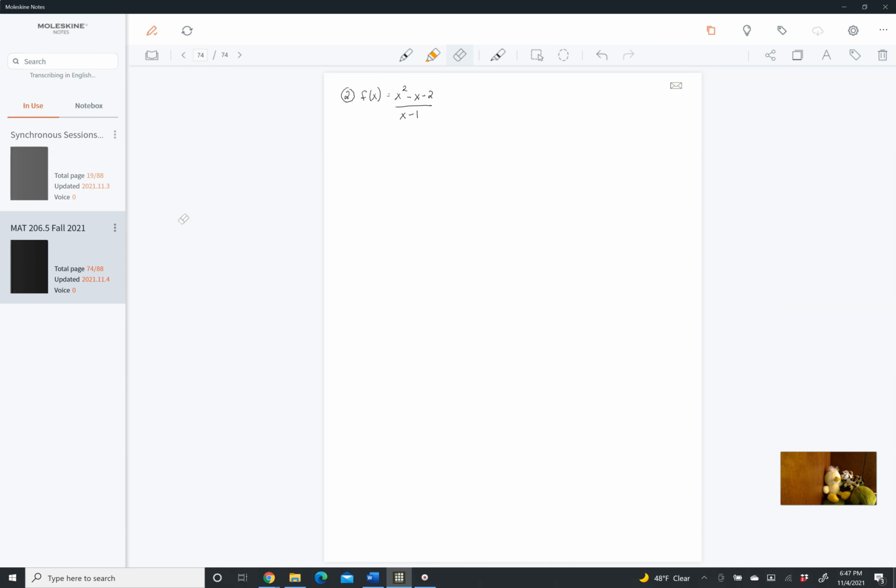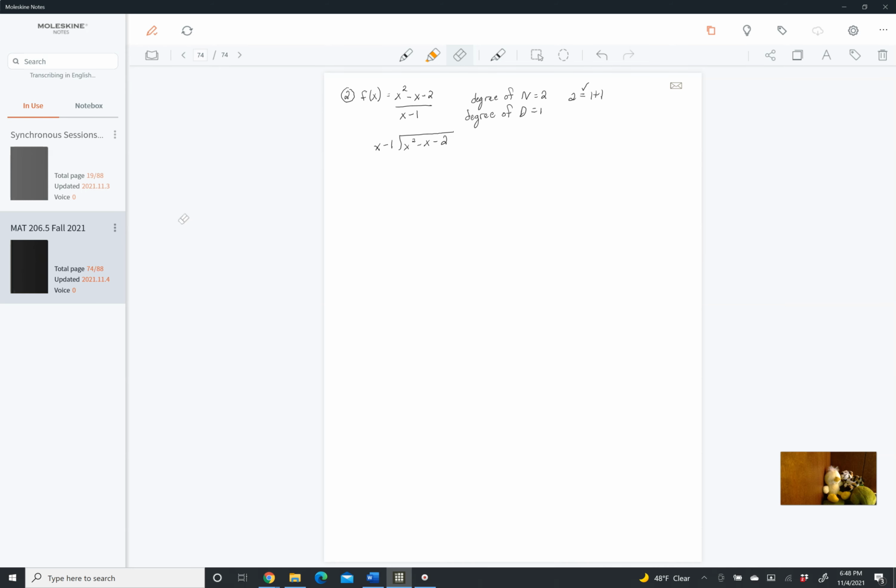So the degree of the numerator is equal to 2, and the degree of the denominator is equal to 1. 2 is equal to 1 plus 1. So we keep going. There is a slant asymptote here. So x minus 1 goes into x squared minus x minus 2. This is already in standard form, so we don't have to worry about any placeholders.